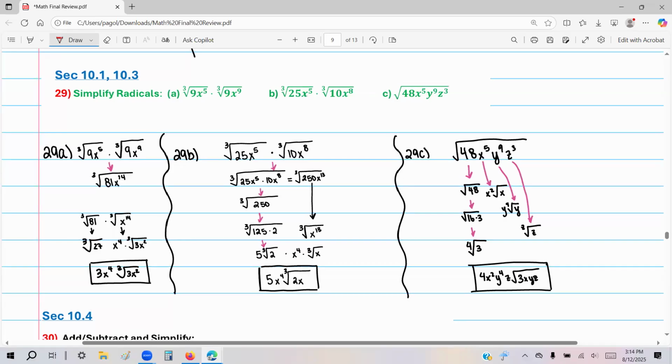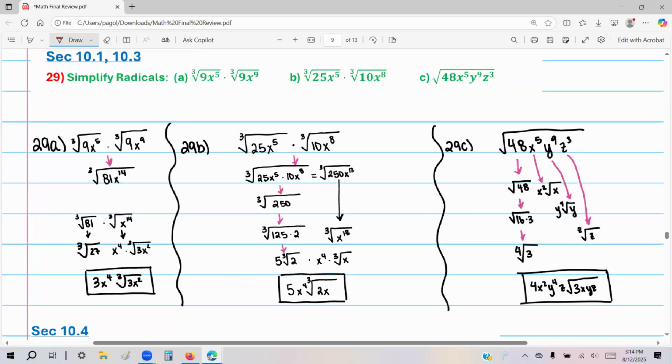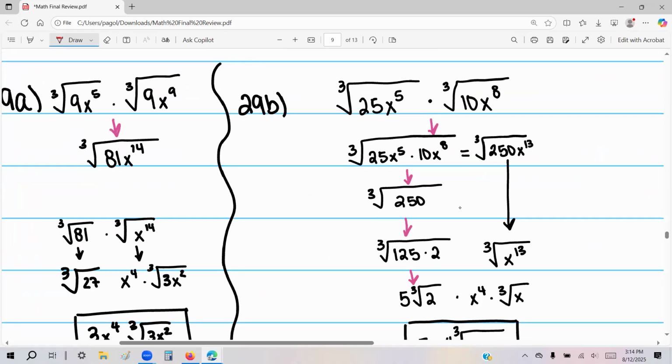And she is missing work. So let me show you work. And it won't work. Come on.